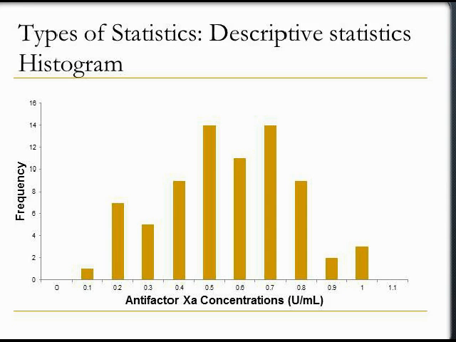And this histogram is just a means of showing, for a given data set, what's the frequency of, say, anti-factor 10A concentrations that are 0.5, and you can see in this data set it would be 14. So we can visualize whether or not we think this is a normally distributed data set. And again, we'll come back to this a little bit later.